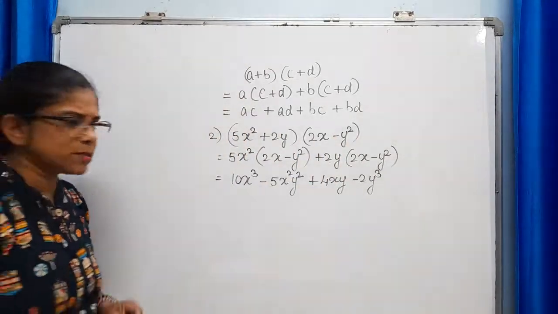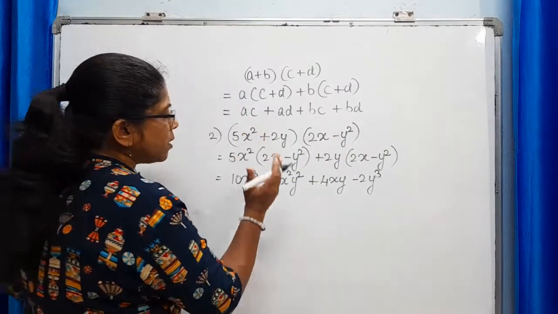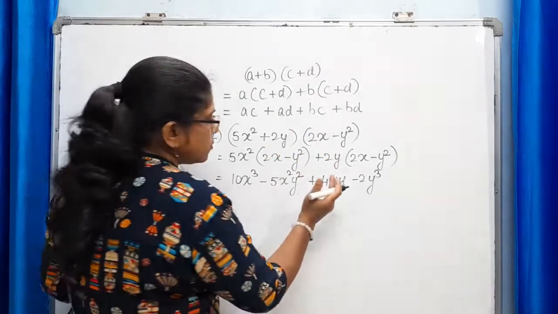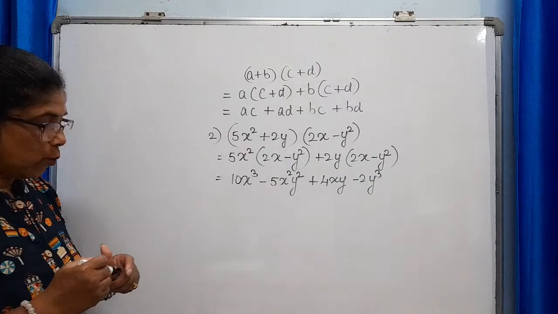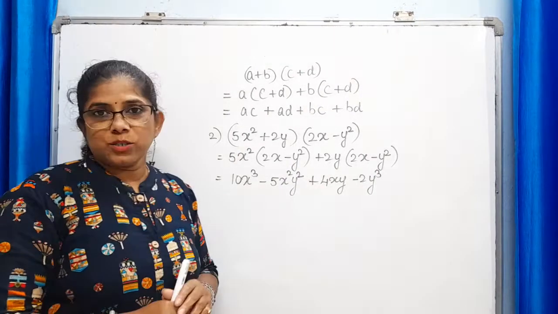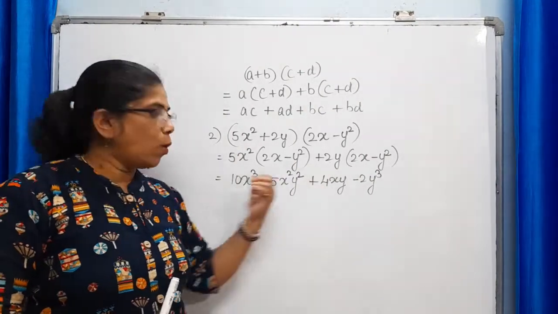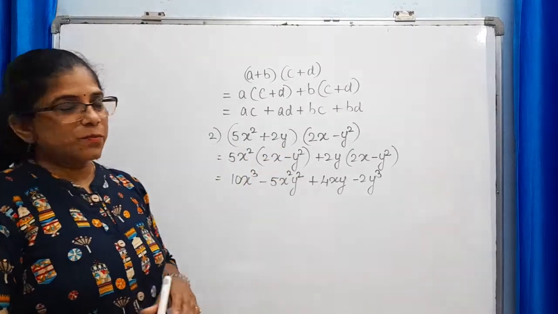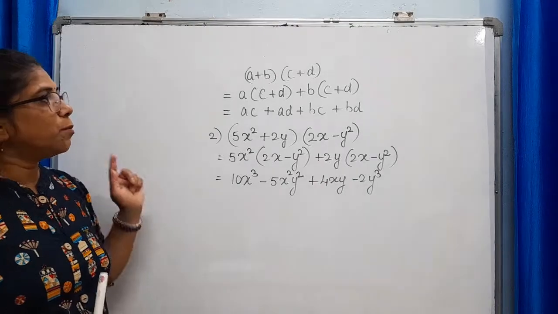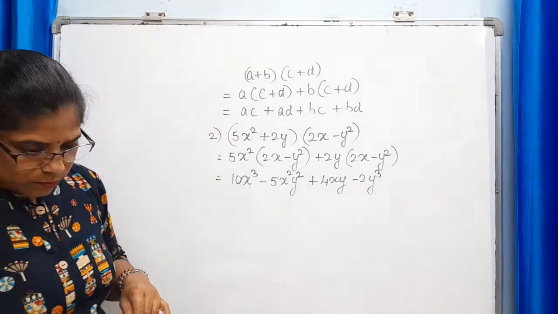Now let's have a look at these terms: 10x cube minus 5x square y square plus 4xy minus 2y cube. Here we don't have any like terms. All the terms are unlike. All these four terms are different. So this is our final answer. So this is how we multiply binomial into binomial.